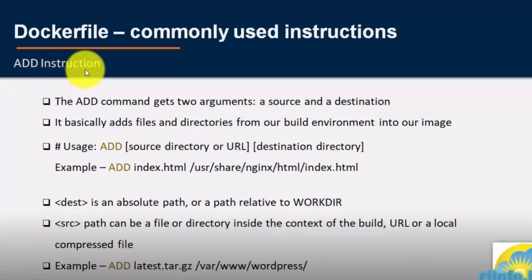The add instruction copies new files, directories, or remote file URLs from the source and adds them to the file system of the image at the path specified as destination. The destination is an absolute path or a path relative to workdir into which the source will be copied inside the destination container. The source path can be a file or a directory inside the context of the build. It can be a URL or it can be a local compressed file also.